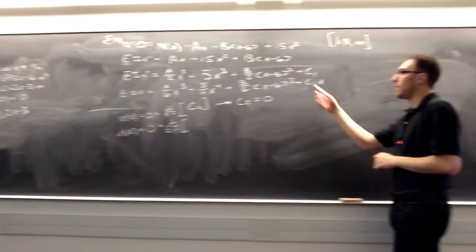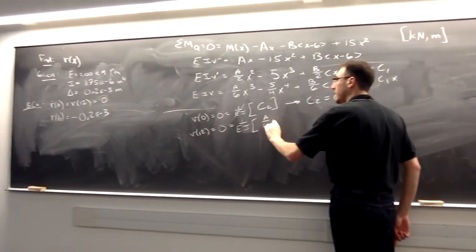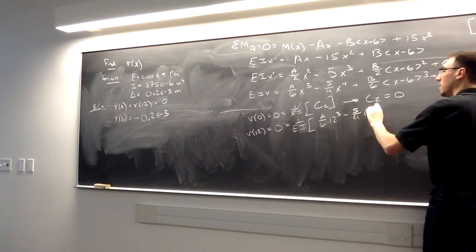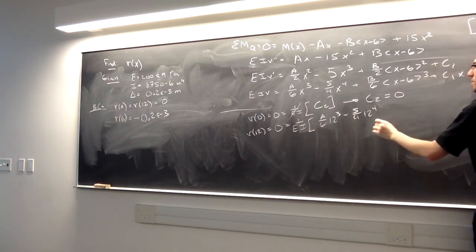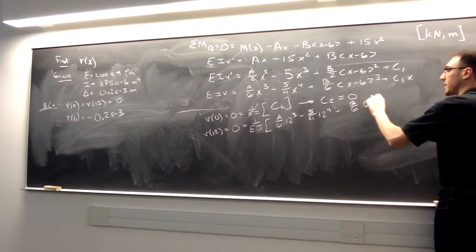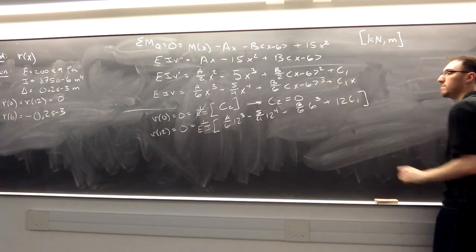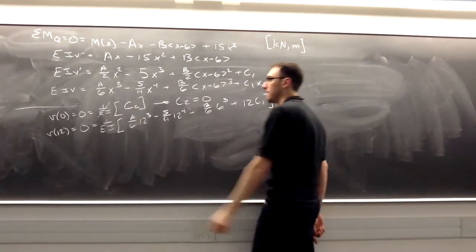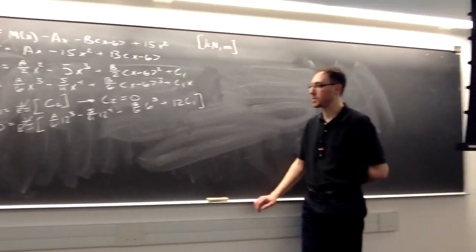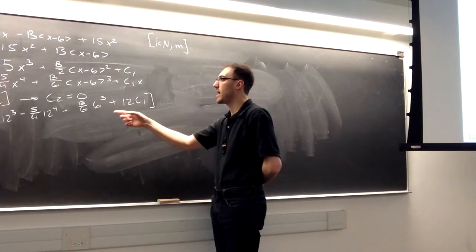When I put 12 into my deflection equation, A over 6, 12 cubed, 5/4, 12 to the 4th, B over 6 times 6 cubed, plus 12 times C1. I can multiply through by EI, and that just cancels out. This equation, I have A, I have B, I have C1.